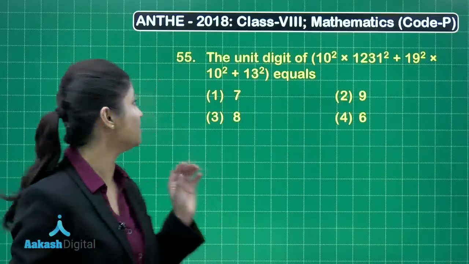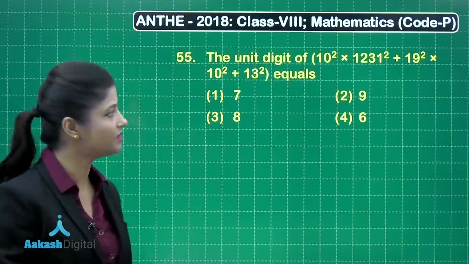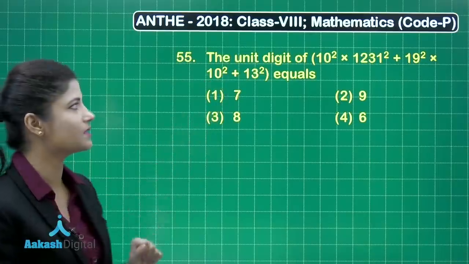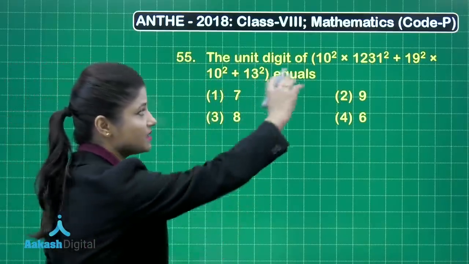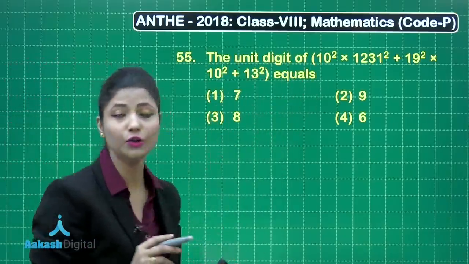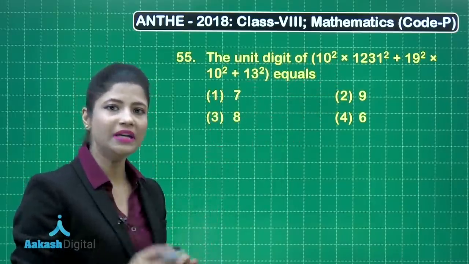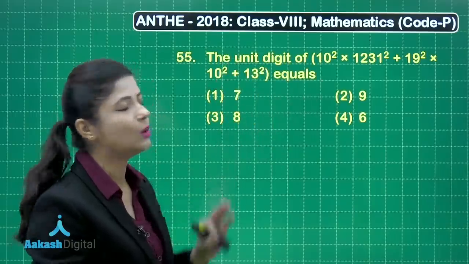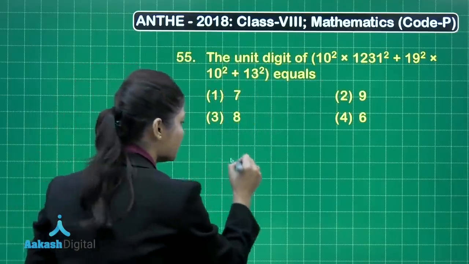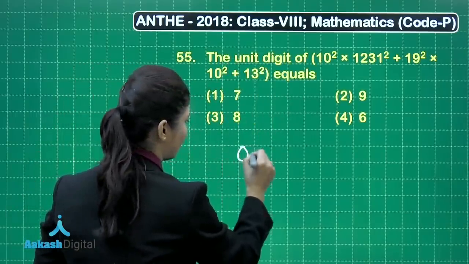Now let's discuss question number 55. It states that the unit digit of this given expression equals. Now unit digit will depend on these numbers. Here we have 10 square into 1231 square. So 10 square will be equal to 100. 100 into any quantity will give you the last digit as 0. Here you get the last digit as 0.